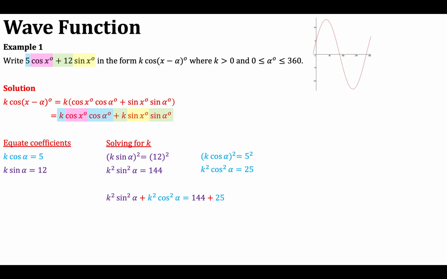Now if we add these together, we get k squared times sin squared of alpha plus k squared times cos squared of alpha is equal to 144 plus 25. On the left hand side you can see that we've got a common factor of k squared, and on the right hand side we can evaluate that sum. So that will give us k squared times sin squared of alpha plus cos squared of alpha is equal to 169, and we should remember that sin squared of alpha plus cos squared of alpha is equal to 1. So k here must be equal to 13.